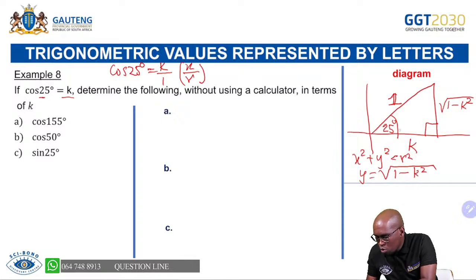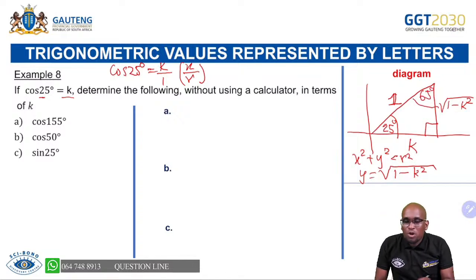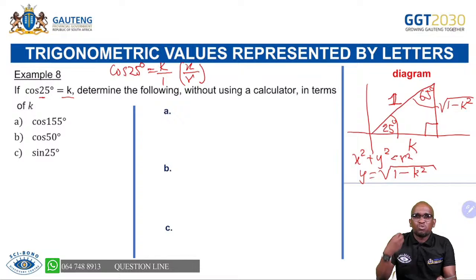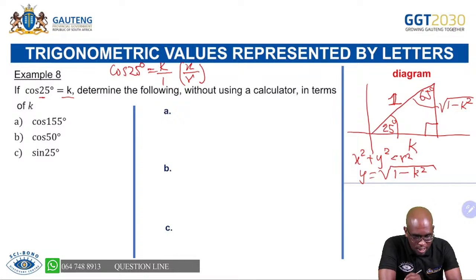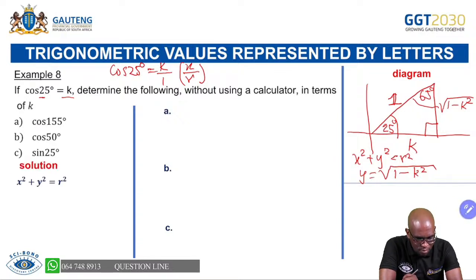So we want to know what the third angle would be there. The third angle would be 65 degrees. That third angle is important because sometimes the questions would be asking you to use that third angle there. Right. Now let's check how we were supposed to then work on that after you've drawn the diagram.